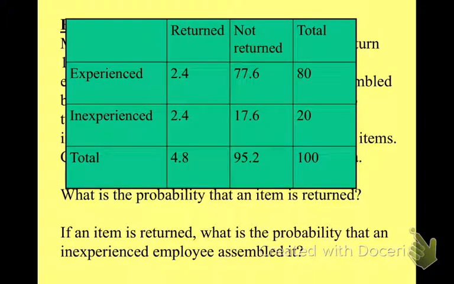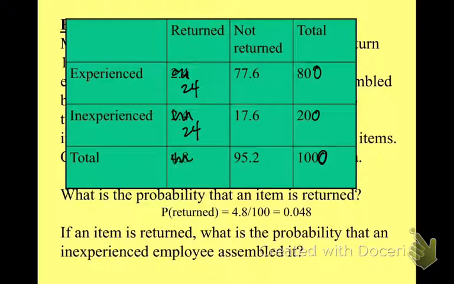Okay, so when I'm looking at this, if I'm just using hypothetical 100, if you wanted to, I think that might trip some of you up. If I were to do 1,000, then what I would do is I would add a 0 here, 0, 0, and move all of these decimal places over. So this would be 24, 24, 48, 776, 176, 952.